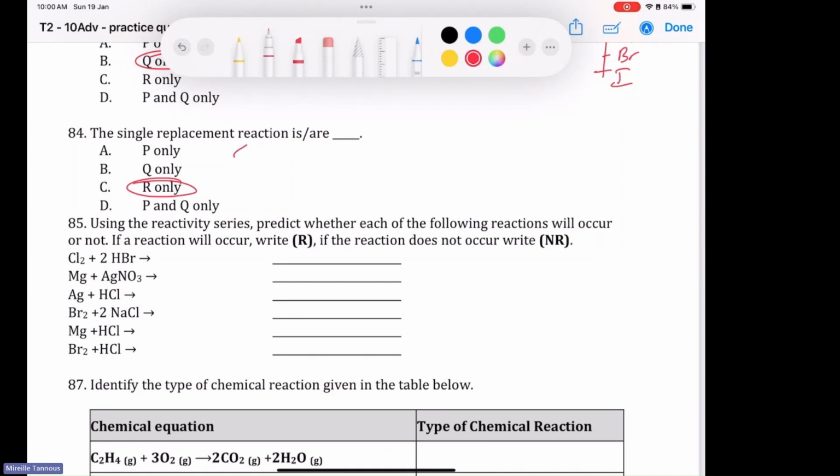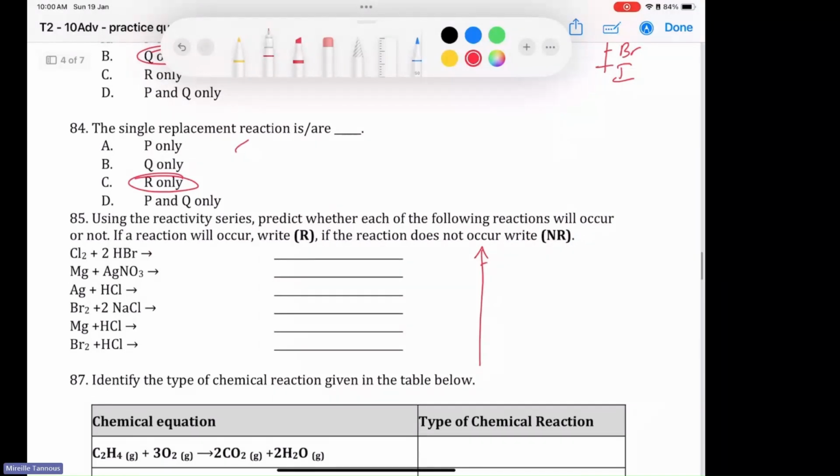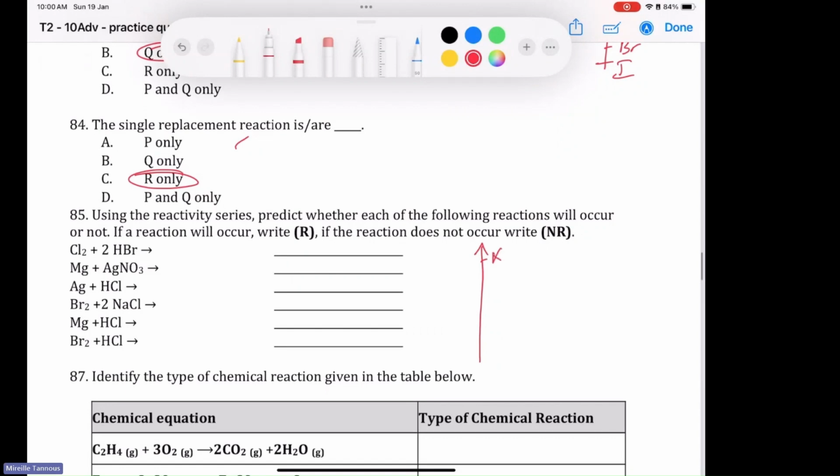Okay. Yalla, I'm going to again copy the list given. It's over here. So potassium, sodium, calcium, magnesium, aluminum, zinc.